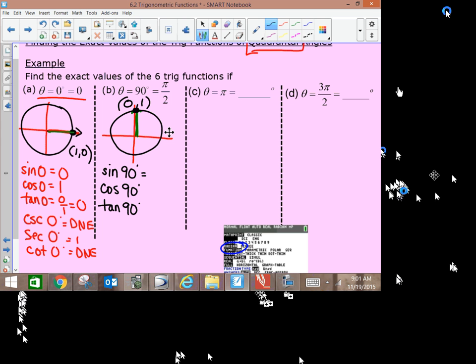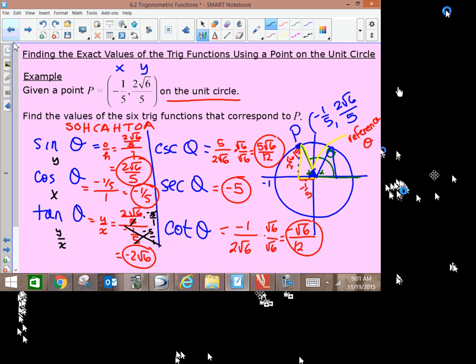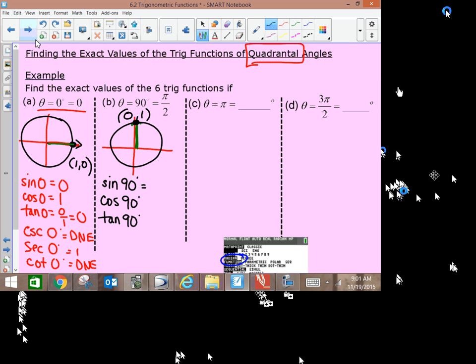What's the sine of 90? Remember, the sine is your y value. Okay, so what's the y value? What's the cosine value, which is your x? And 1 over 0 does not exist.